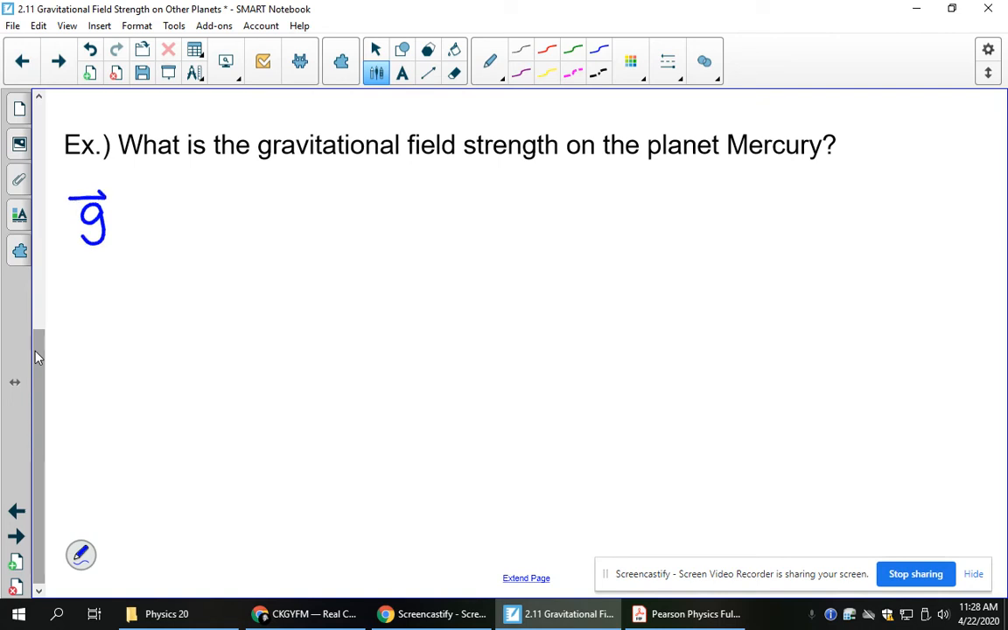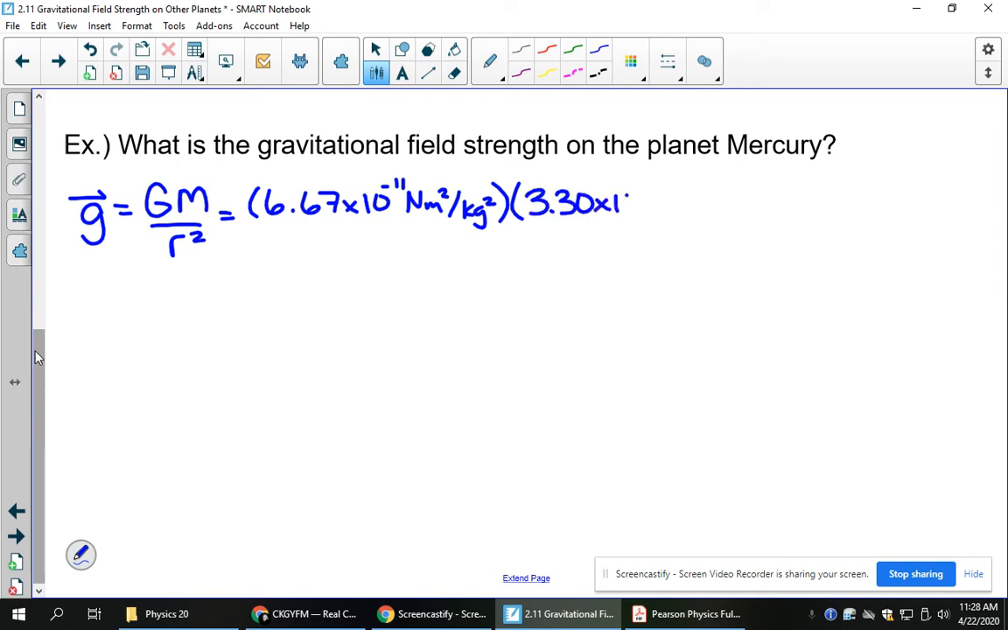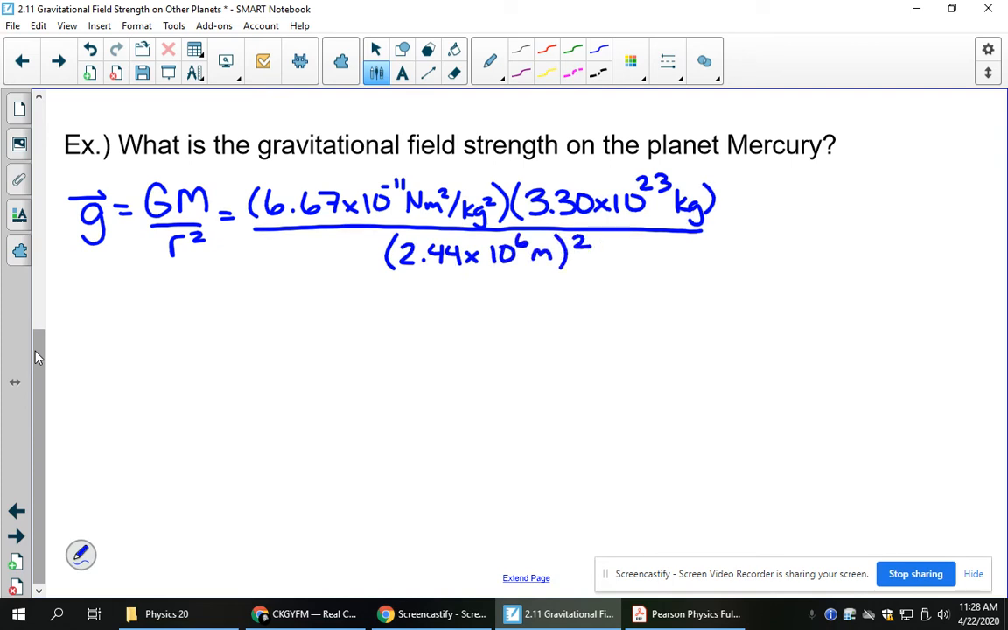The gravitational field strength on Mercury now is the same formula, same substitution step. Different values for M and R for Mercury, 3.30 times 10 to the 23 kilograms is the mass of Mercury, and 2.44 times 10 to the 6 meters is the radius. This gives us a G value of 3.70 newtons per kilogram.